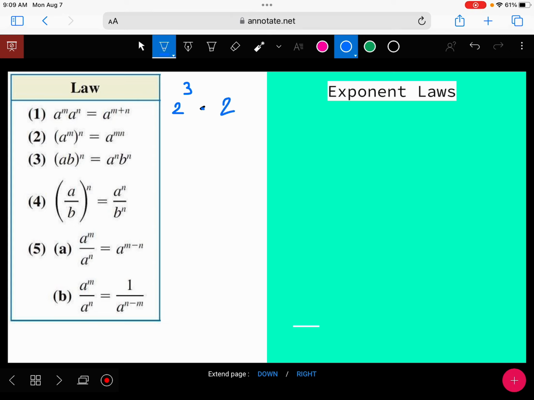Times 2 to the 5th. We wind up with 2 to the what? 2 to the 8th. 2 to the 3rd times 2 to the 5th. You add your exponents. So if we multiply the bases, we add the exponents.